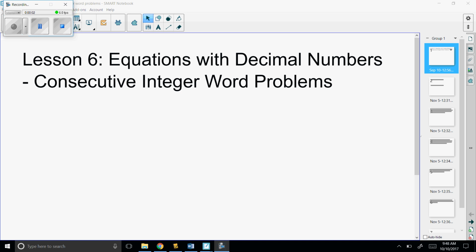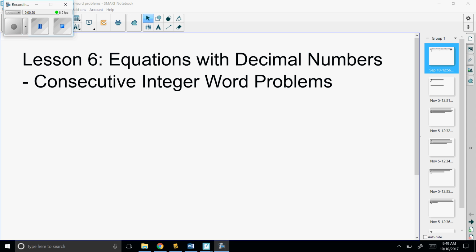Today, in this next lesson, we want to be able to work with equations that have decimal numbers involved. And there's an easy way you can get rid of decimals when you're solving equations if you don't like working with decimals. And then the other thing we want to work with is consecutive integer problems.